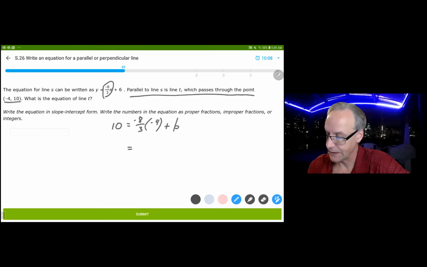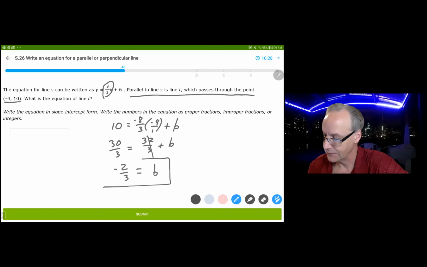Now there's no nice numbers here, so there's no simplifying. I just get 32/3 plus b. The good news is this is 30/3, so the subtraction won't be so bad. We subtract the 32/3, and we get b. I'm subtracting 32/3, and I get -2/3. If you need to see that, write it out yourself.